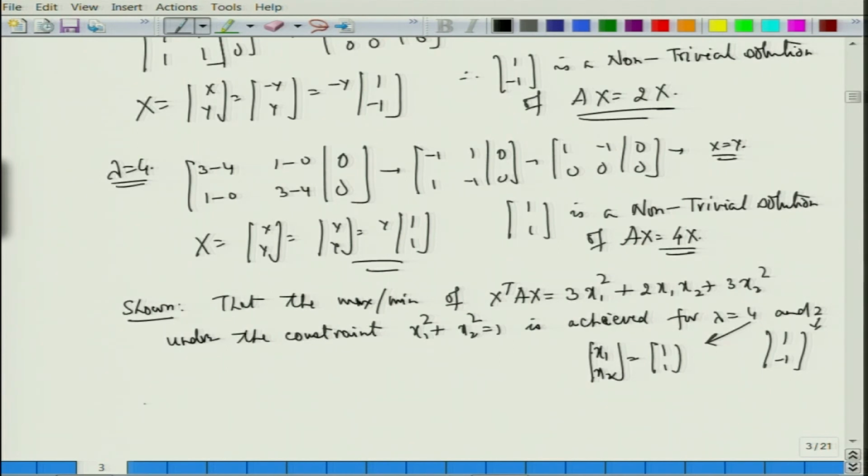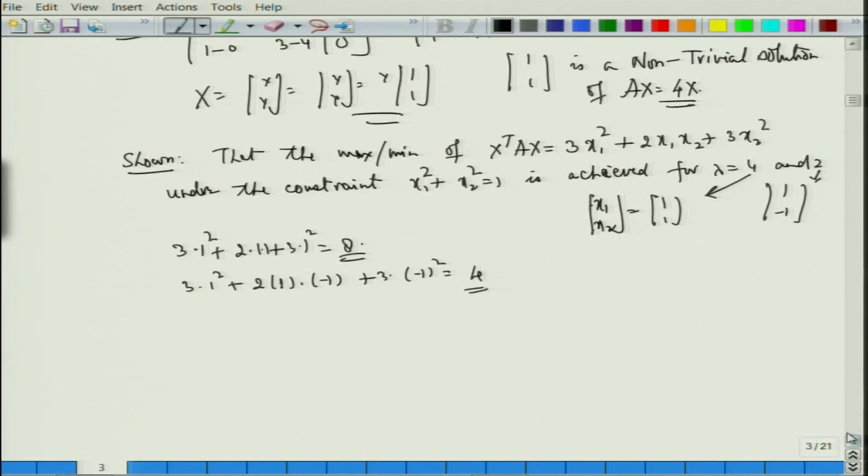So, what you get is that the maximum is for 3 times 1 square plus 2 times 1 plus 3 times 1, which is 3 plus 3 is 6, plus 2, which is 8. So the maximum is 8, and what is the minimum? The minimum is 3 times 1 square plus 2 times 1 into minus 1 plus 3 times minus 1 square, which is 3 plus 3 is 6, 6 minus 2, which is 4. All right. So this is the minimum, the maximum value that you have obtained.